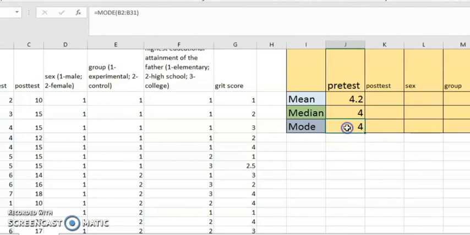Mode is also easy to compute. We have equal, mode, and the cells containing the values. Notice that the three values are almost equal. Median and mode are equal, and they only have 0.2 difference with the mean.